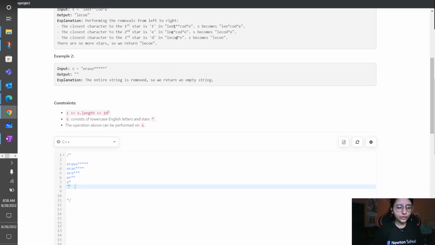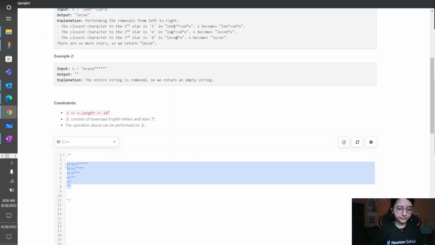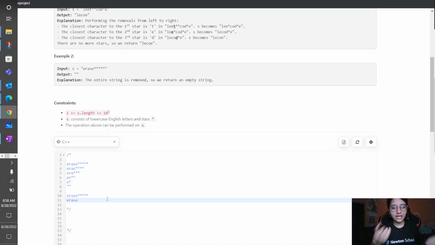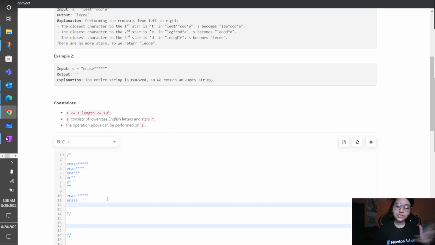Or the other way around, it could be like this. Means we remove all the 5 stars and then erase is left, and now we also know how many stars are being removed. So 5 stars were there, so 5 erase would be removed, right? And then we will be returning the empty string. So this is also one of the scenarios by which we can resolve it.